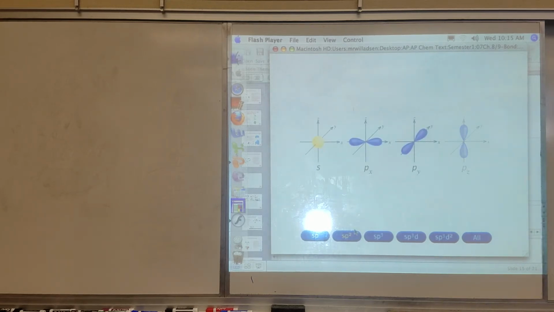Mixing an s orbital with 2 of the p orbitals generates 3 equivalent sp2 hybrid orbitals. Note that the number of hybrid orbitals produced is equal to the number of atomic orbitals that are hybridized. The set of 3 sp2 hybrid orbitals has a trigonal planar arrangement. The angles between the orbitals are 120 degrees.